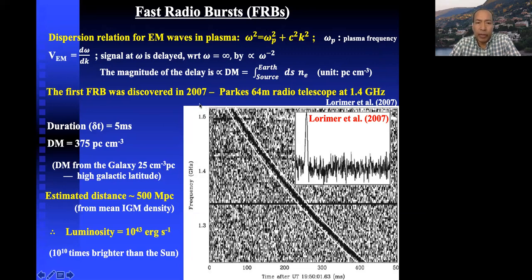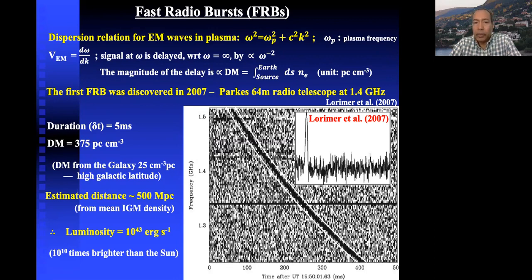The first fast radio burst was discovered in 2007 with the Parkes telescope in Australia. This is the signal many of you have seen. This roughly diagonal band is the signal. You can see the x-axis is the time of arrival of the signal, the y-axis is frequency. Very clearly you can see that the signal arrives at the highest frequency first and then at lower frequencies with this delay, which is the 1 over nu squared delay. So that's the characteristic delay here.